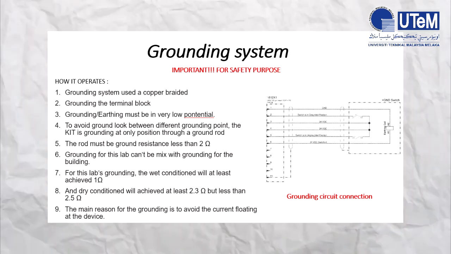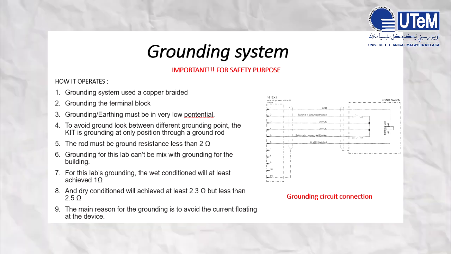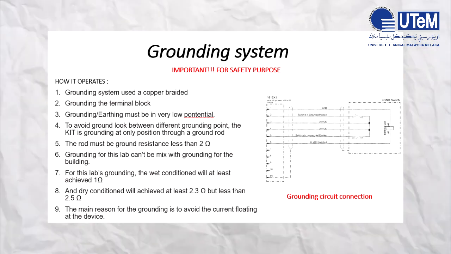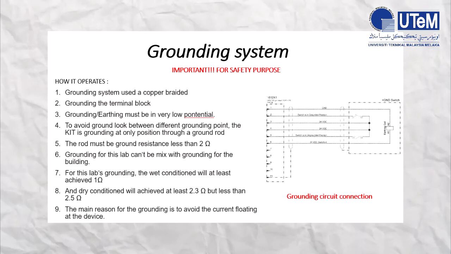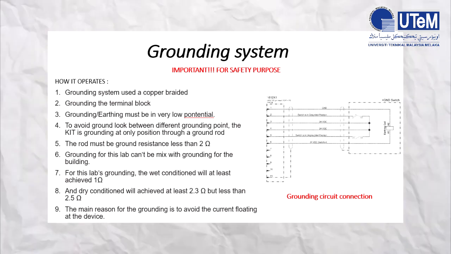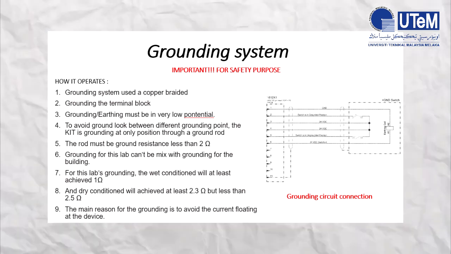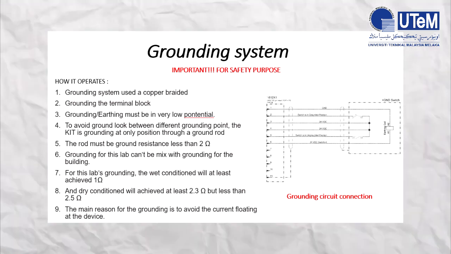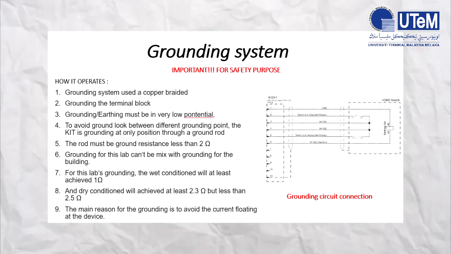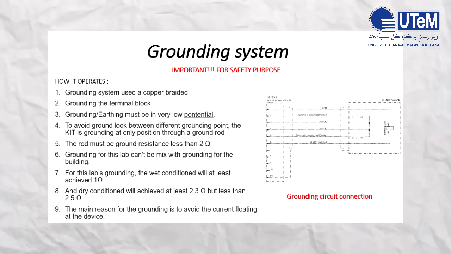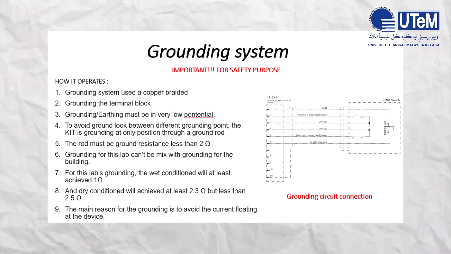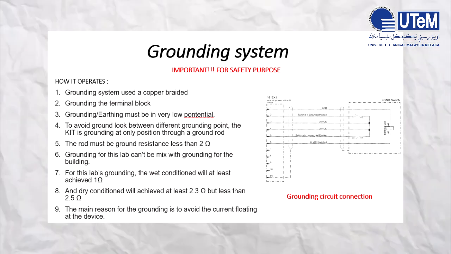Sixth, grounding for this lab can be mixed with the grounding for the building. Seventh, for this lab grounding, the wet condition will achieve at least 1 ohm, and the dry condition will achieve at least 2.3 ohm but less than 2.5 ohm. Finally, the main reason for grounding is to avoid current floating at the device.